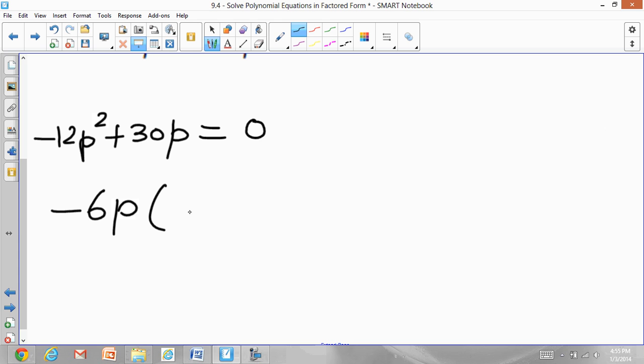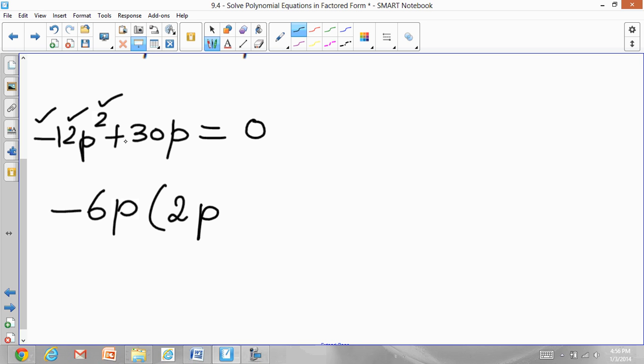so negative 6p times what should give you back this? So negative, I already have it. So 6 times what is going to give you 12? 6 times 2 will give you back the 12. So I already have the negative sign. And now p squared, but I only have a p. So p times p is going to give me the p squared.